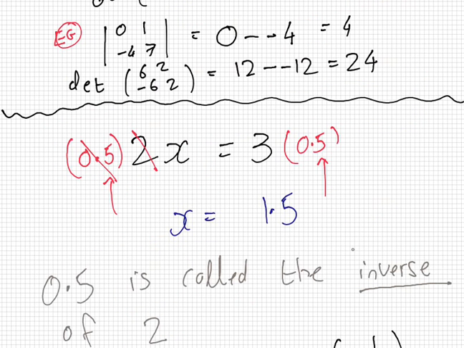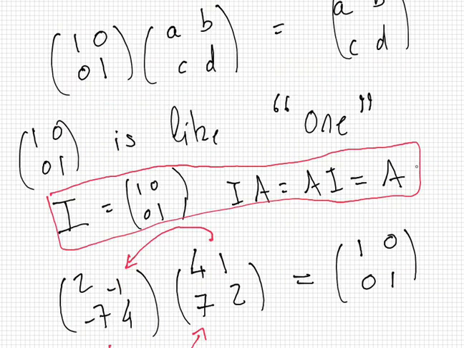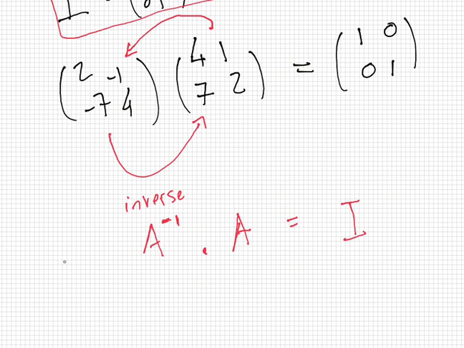What is that like? Do you remember back here I said 0.5 is the inverse of 2? And what happens when I multiply 0.5 by 2? What do I get? 1. So 0.5 is the inverse of 2, and when you multiply them, you make 1. Here, it's the same with matrices. This is the inverse of that, and when I multiply them, I make I, which is like 1.